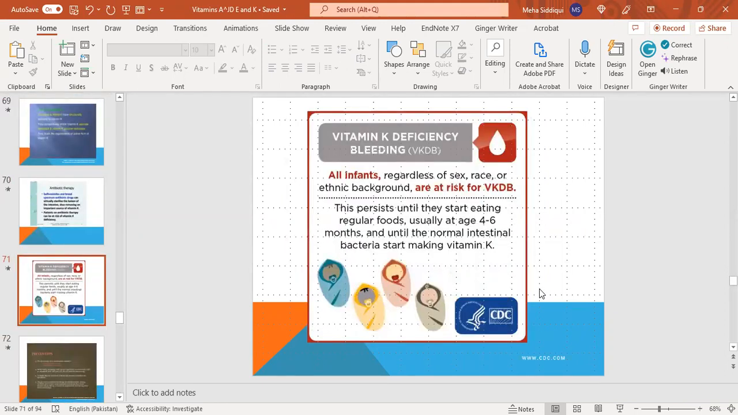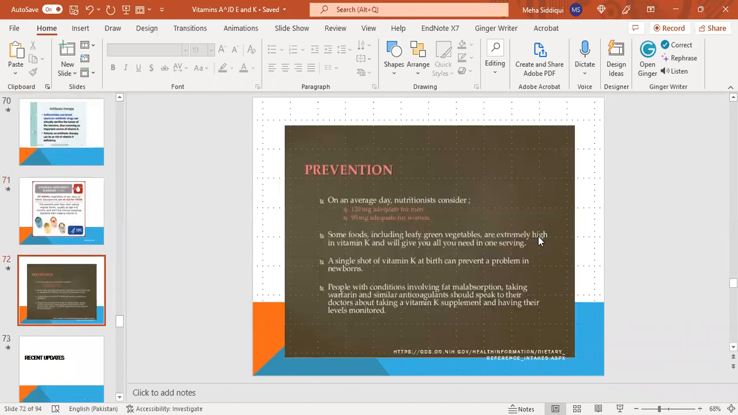Vitamin K deficiency bleeding. All infants, regardless of sex, age, ethnic background, are at risk of vitamin K deficiency bleeding. This persists until they start eating regular foods, usually at age 4 to 6 months, and until the normal intestinal bacteria start making vitamin K. So this age group is very much prone to develop vitamin K deficiency, that is 4 to 6 months of age. Prevention. On an average day, nutritionists consider 120 micrograms adequate for men and 90 micrograms adequate for women. So these are the sources of vitamin K, that is green leafy vegetables.